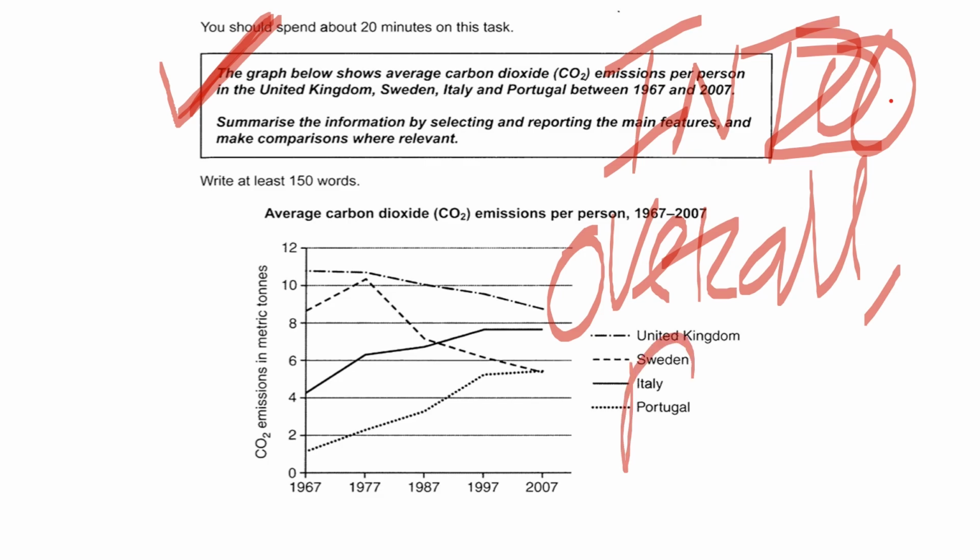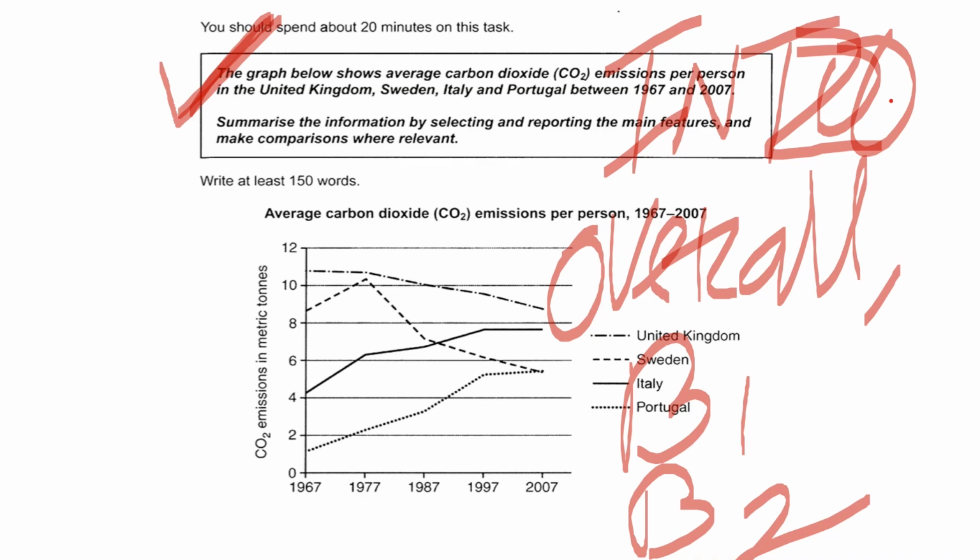And after that, we will write B1 and then B2. It means body paragraph 1 and body paragraph 2. For body paragraph 1, we will write the trend, for Italy and Portugal. And for body paragraph 2, we can write about the other 2 countries, United Kingdom and Sweden. Along with this, we can also make comparisons where relevant.